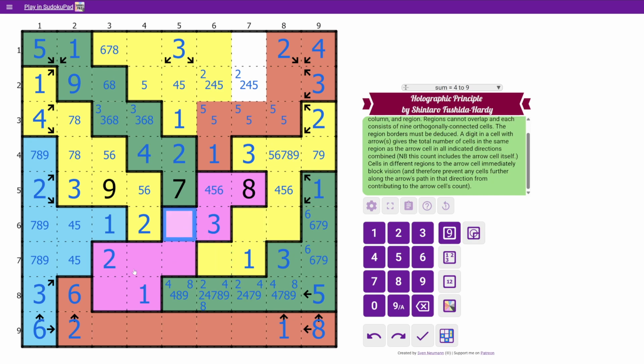Not ready for that yet, I don't think. Oh, a 7, 8, 9. 7, 8, 9 combo there. So this is a 5 or 6 only. Didn't help much.